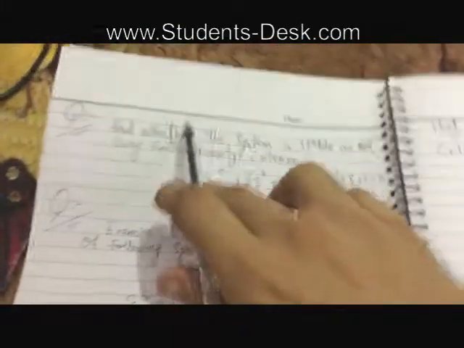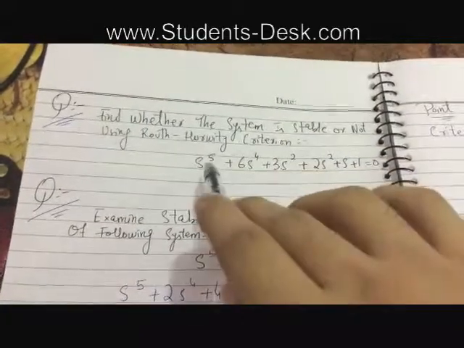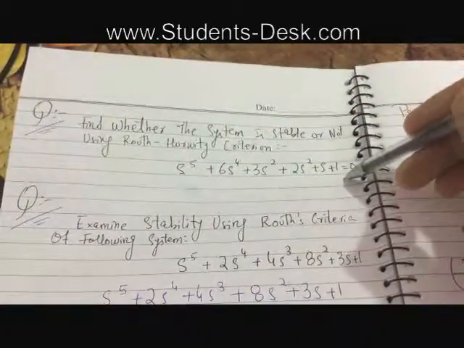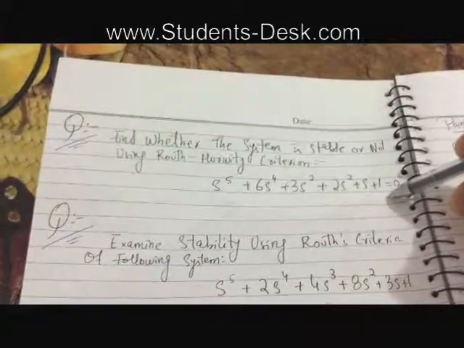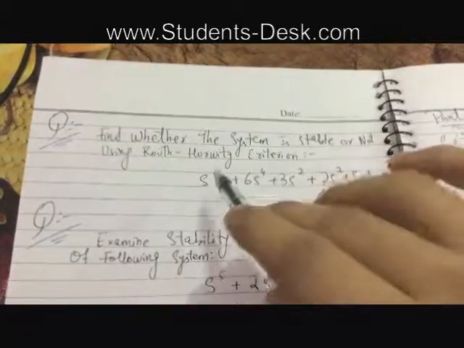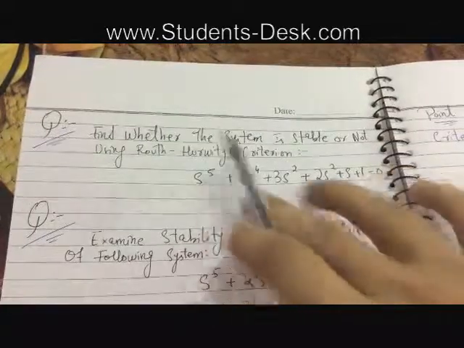Now let's take a look at an example. Find whether the system is stable or not using Routh-Hurwitz criterion, and it is given that s^5 + 6s^4 + 3s^2 + 2s^2 + s + 1 = 0. And you have to find out whether the system is stable or not using Routh-Hurwitz. This is your home task or your practice task, and you will solve it in the same way as you have solved the previous question.